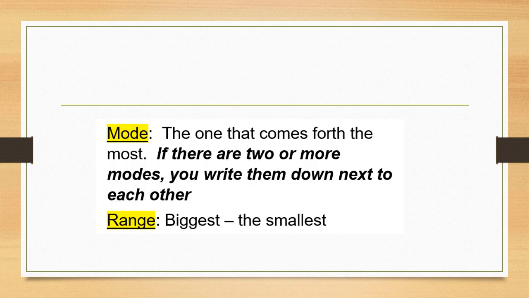The mode, very easy, is the one that comes up the most. If there are 2 or more modes, you write them down next to each other. Let's say 2 and 4 came up the most times, but they also came up the same amount of times. Then you say the mode is 2 and 4. If there's no mode, please write no mode. You can't write 0 because 0 is a number, some sort of representation of data. So you cannot use 0, you have to use no mode.